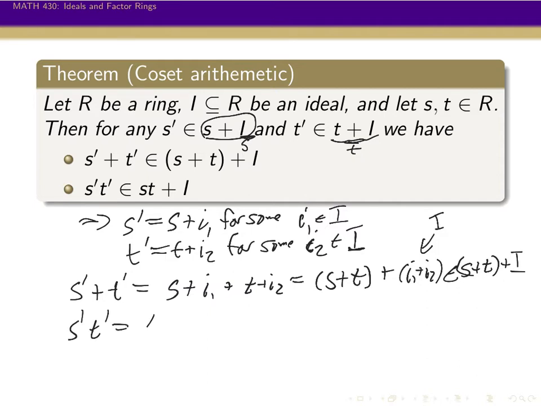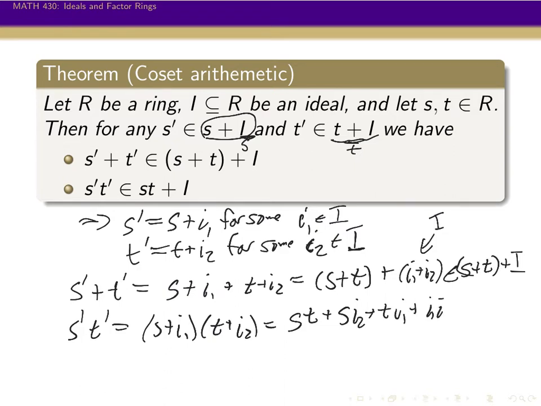And multiplication we can think about similarly. s prime times t prime is going to be s plus I1 times t plus I2. And then if we FOIL this out, we get st plus sI2 plus tI1 plus I1I2.